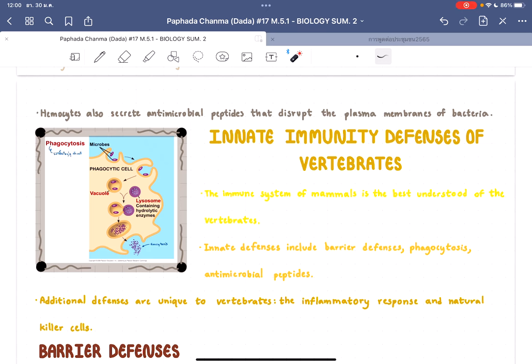Innate immune defenses of vertebrates. The immune system of mammals is the best understood of the vertebrates. Innate defenses include barrier defenses, phagocytosis, and antimicrobial peptides. Additional defenses are unique to vertebrates: the inflammatory response and natural killer cells.